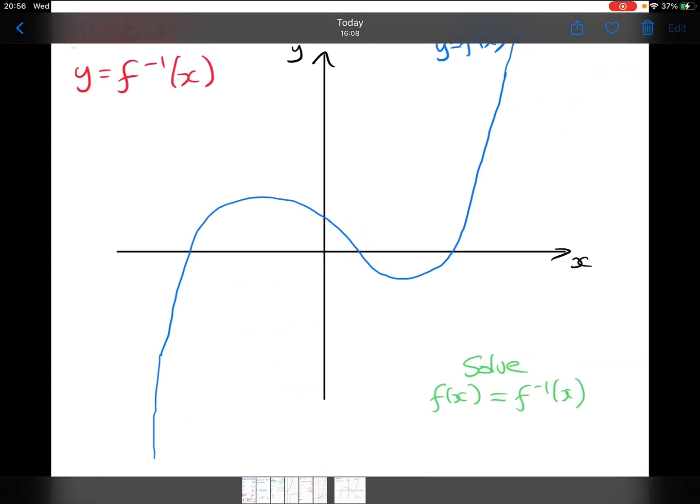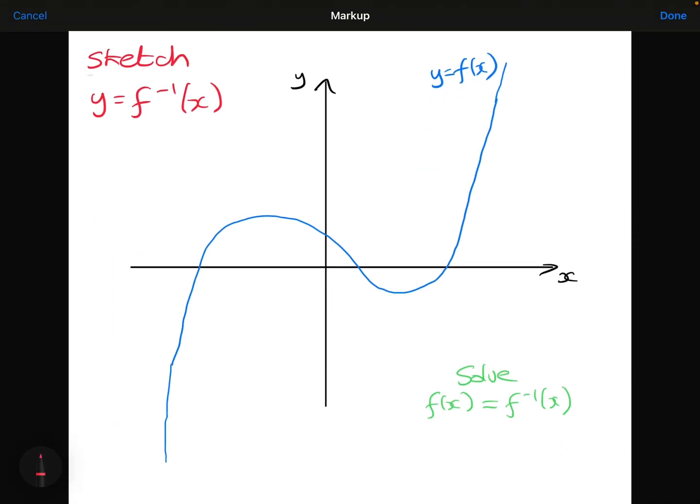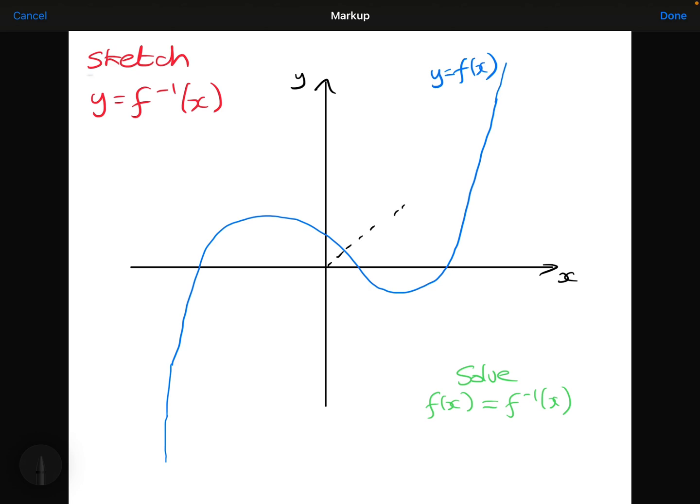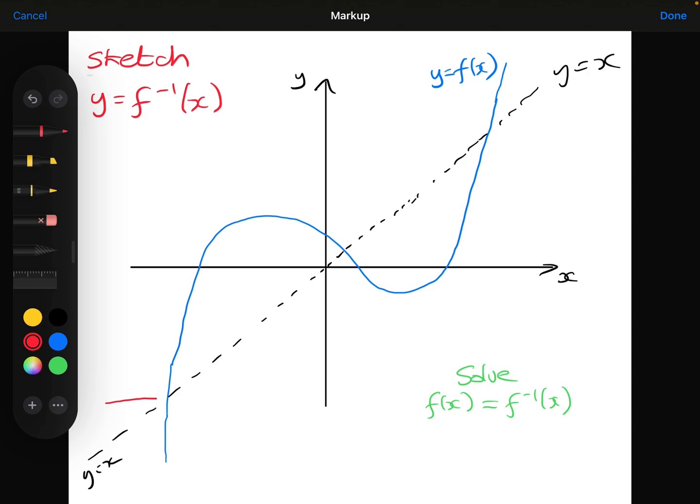One last thing for this video. Based on what we just said about the reflection trick, I don't actually need to know the function to be able to draw its inverse. So I've got the function y equals f of x there in blue. I can draw the line y equals f inverse of x by just taking its reflection in the line y equals x. So if this is y equals x, let's reflect the blue line in that line. It's going to look something like this. Going through there. So that would be my inverse function.